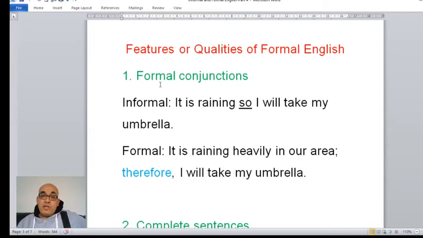So, the conjunctions are formal in formal English. It is raining, so I will take my umbrella. So is informal, therefore is formal. Before so, I don't use a comma here because it is raining is a short sentence. But it is raining heavily in our area; therefore, I take my umbrella. I put a semicolon before therefore, and I put a comma after therefore, and then I finish the sentence. So is informal, therefore is formal, and before so no comma, before therefore I put a semicolon, after therefore I put a comma.